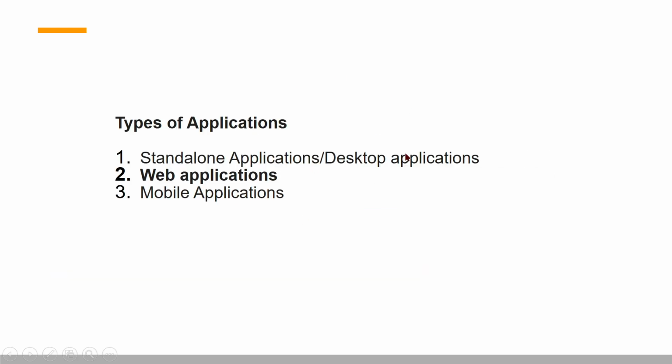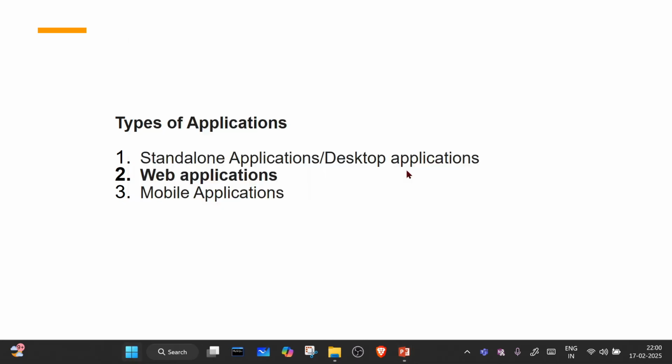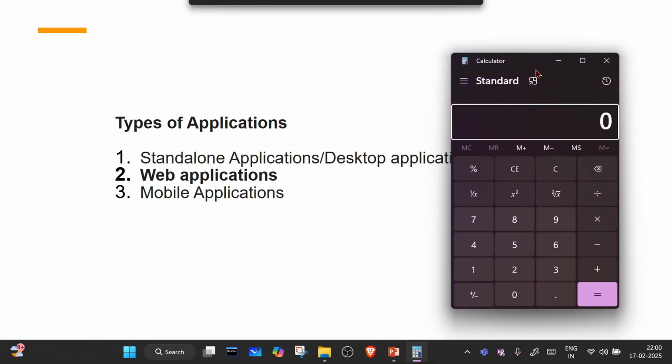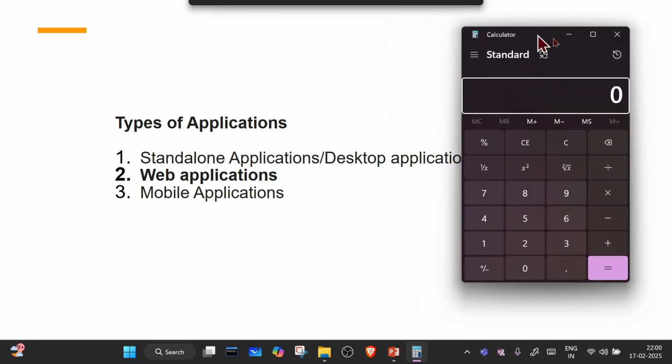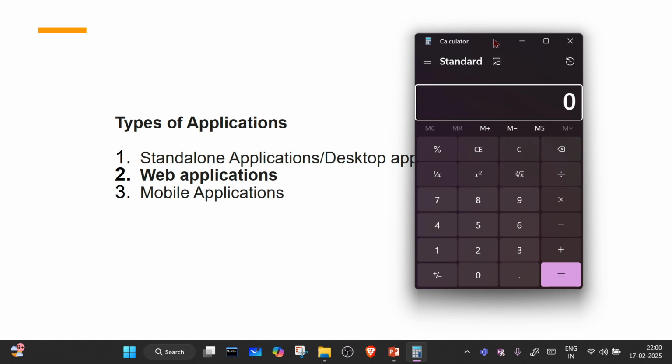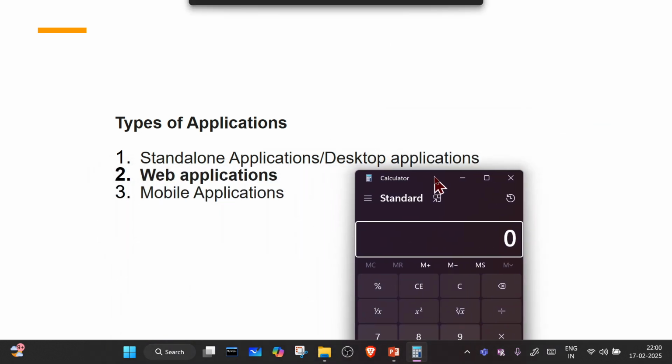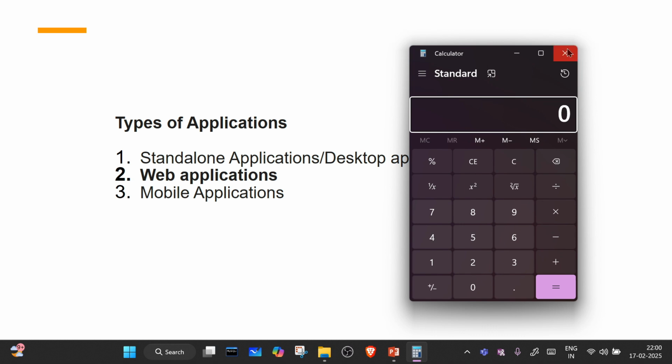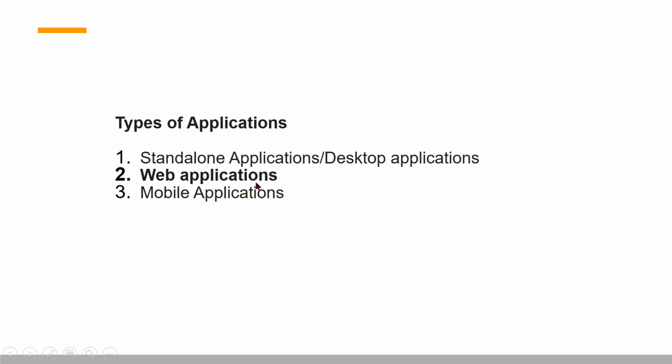And if we talk about types of applications, we have standalone applications or desktop applications, and we have web applications. We are learning how to create web applications. Standalone or desktop applications are like a calculator. For example, I have this calculator. This is a standalone application, where we don't need to use any internet. Without internet, we can use such applications. So such applications are known as standalone applications. The applications which require internet are known as web applications.